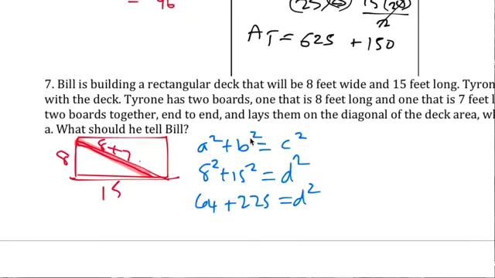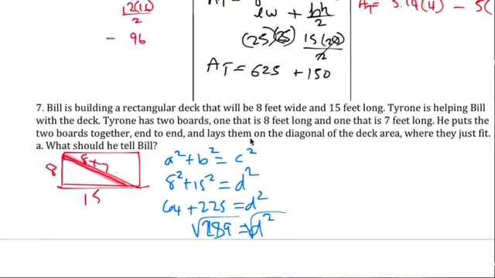You'll get 64 plus 225, 289. At 17. Oh, 17. 289. I should have done this by hand. It'd be faster than me looking for a calculator. Okay.